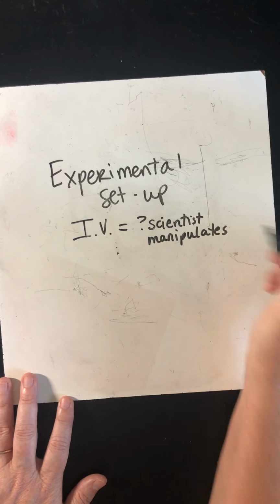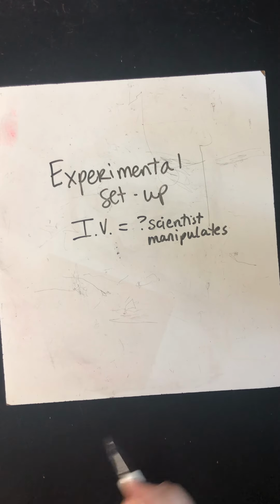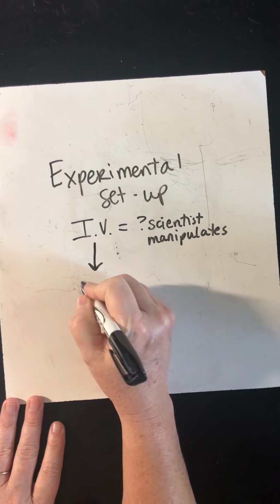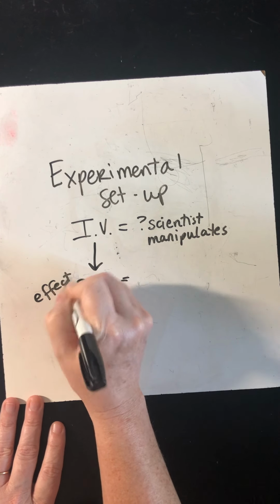The independent variable is always going to be whatever the scientist manipulates. You need to write all of this down so that you have it in front of you, because if that's what they're asking for, that's what you want to know. So whatever the scientist is changing, if you're doing the lab, whatever you change, that is your independent variable. Because of that variable, you want to see the effect that it has.